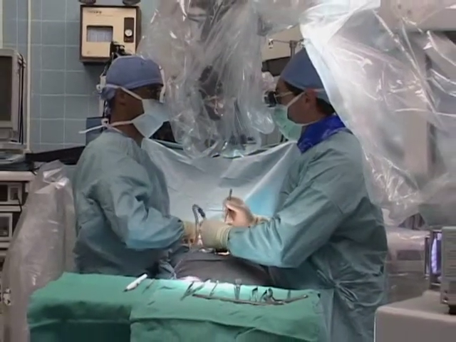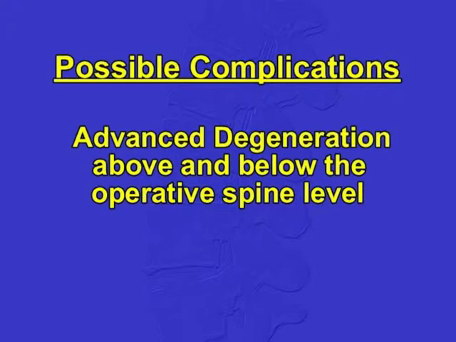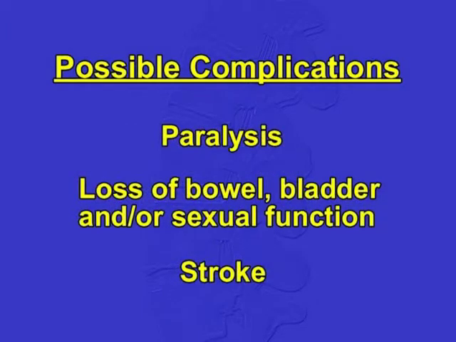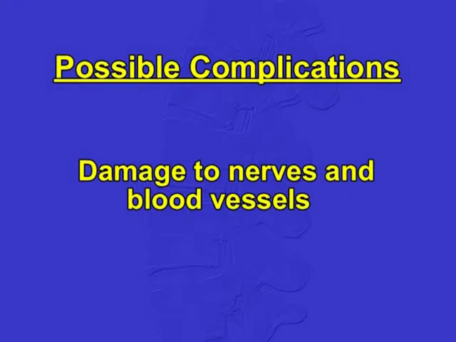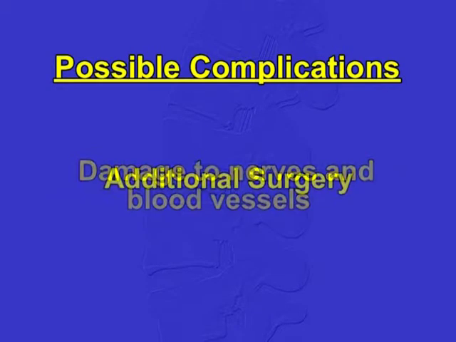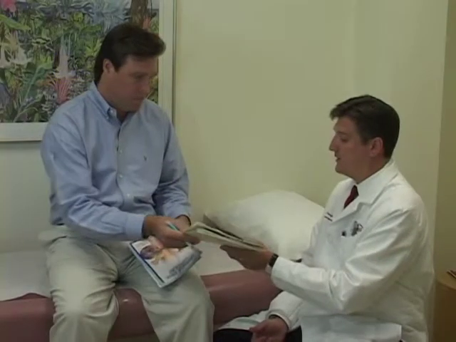Please remember, with any surgical procedure, complications may occur. These complications may include infection, pain, weakness, numbness, advanced degeneration above and below the operative level, paralysis, loss of bowel and bladder control and sexual function, stroke, death, anesthetic risks, blood clots, damage to nerves and blood vessels. Some of these risks may lead to the need for additional surgery. This list may not be all-inclusive, and, as with any aspect of your surgery, all questions should be fully discussed with your surgeon before your consent for surgery is given.